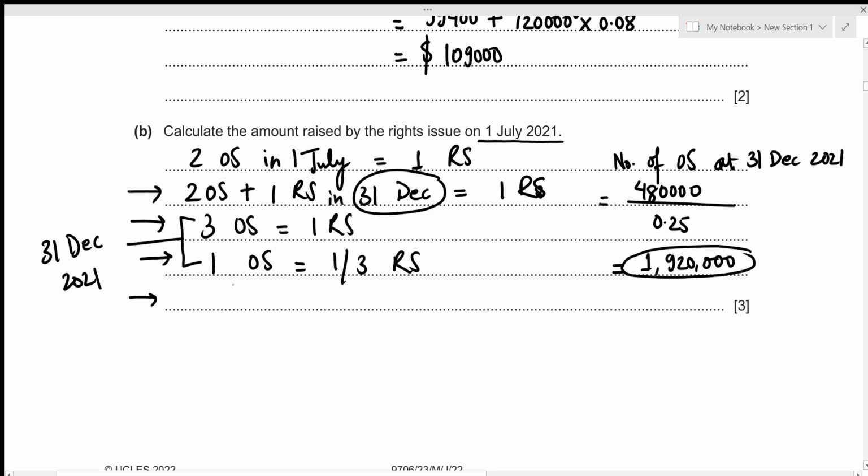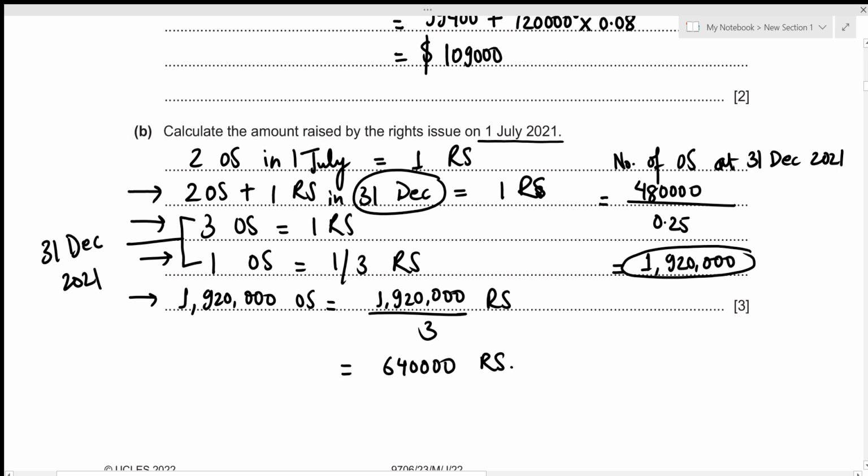Now we need to figure out of these ordinary shares, how many are the right shares. So in order to do so, we will just be using the unitary method. We already know that 1 ordinary share means that there is 1 by 3 right shares. So for 1,920,000 ordinary shares, there's going to be 1,920,000 divided by 3 right shares. So this gives the total number of right shares to be 640,000.